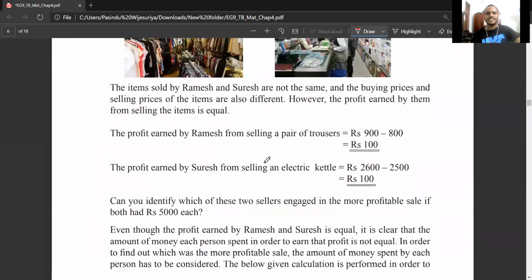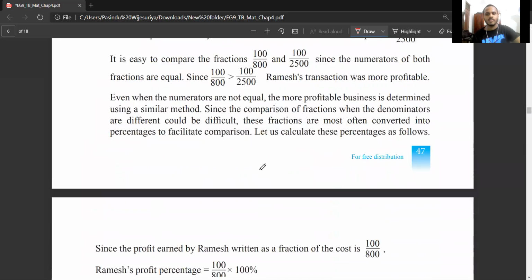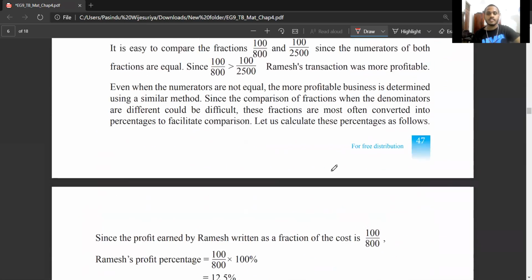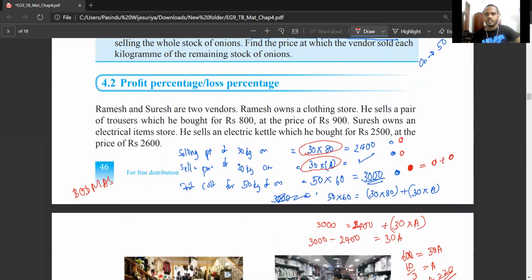Then similar situations that they are talking about, so this is actually coming to calculating the percentages.